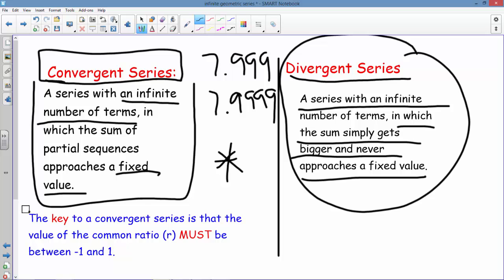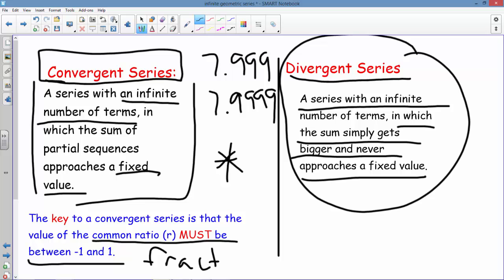So the key to a convergent series is that it must have a common ratio that has a value between -1 and 1. You need to write that down. A convergent series has a common ratio between -1 and 1. That means it must be a fractional value.